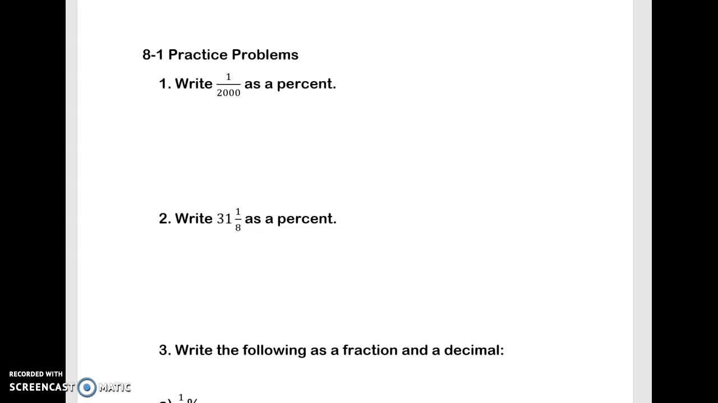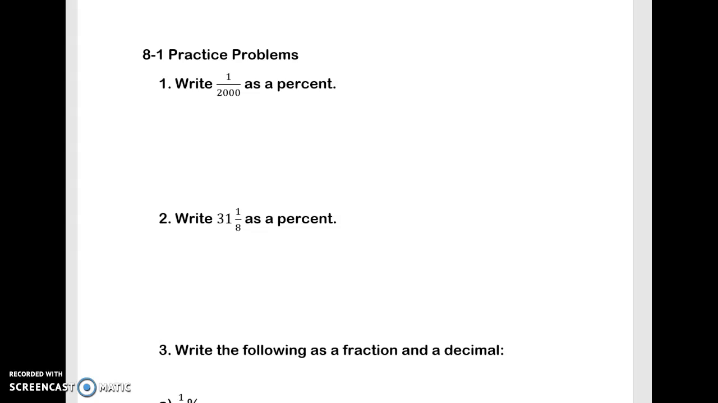Hello everyone. We're going to go over, or I'm going to go over a few practice problems before you do the try these for 8-1, just to make sure that you feel good enough about doing all of those problems on your own. So, number one, let's write 1 over 2,000 as a percent.